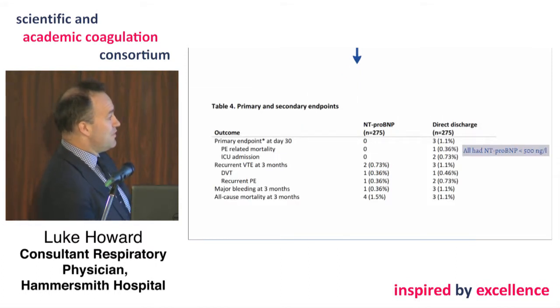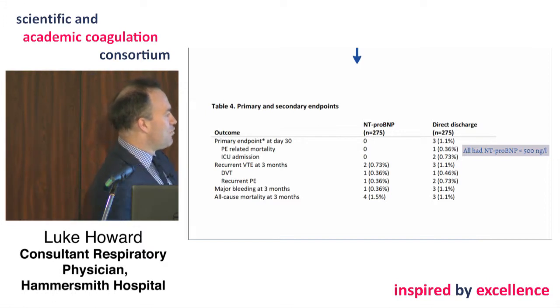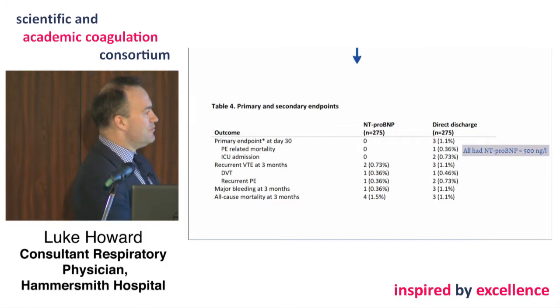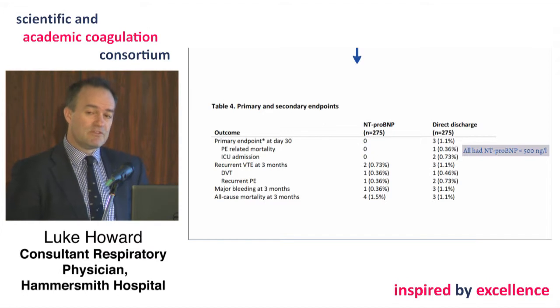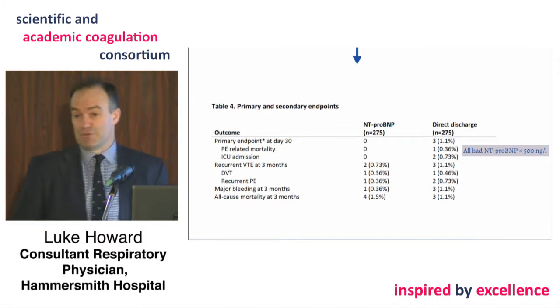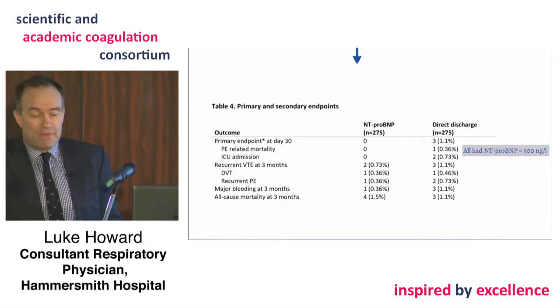And what they found was that actually there was no difference in the primary endpoint, so 0 versus 1.1%. So 1.1% reached the primary endpoint if they were directly discharged. And you might say, well, maybe actually that's important, and those patients would have been picked up. Those are the ones, they also had a negative NT-proBNP.